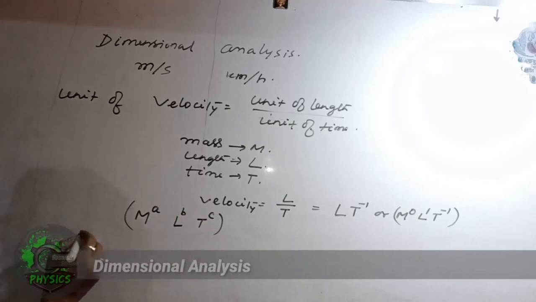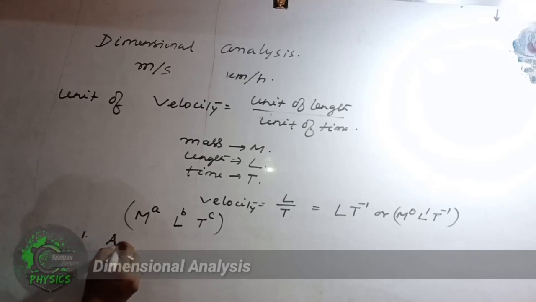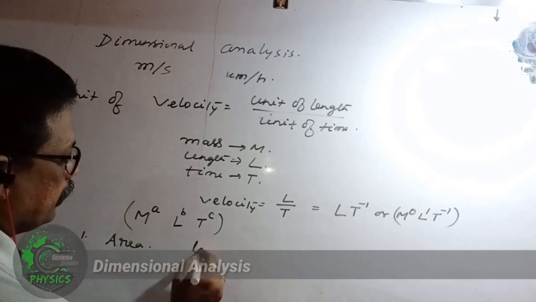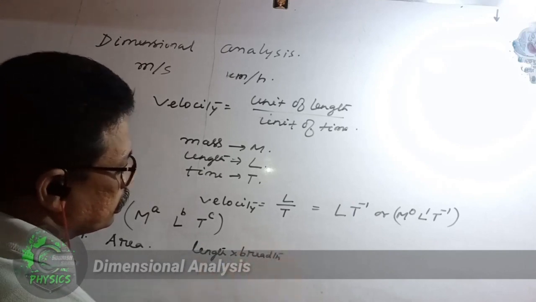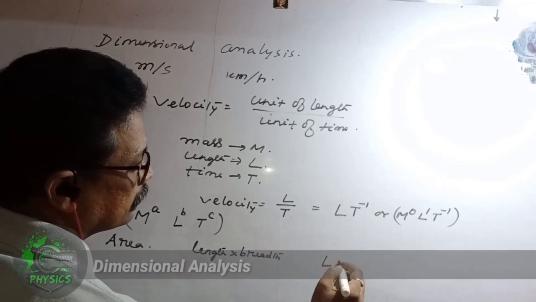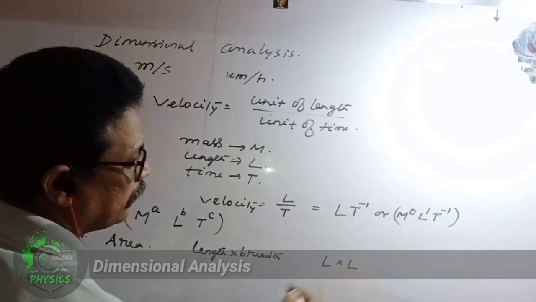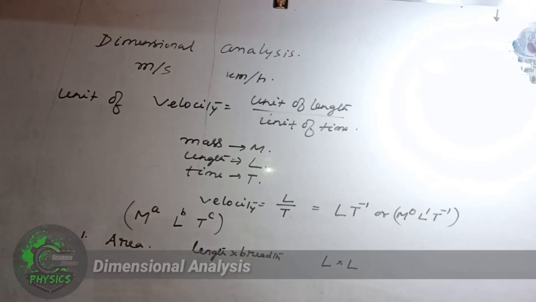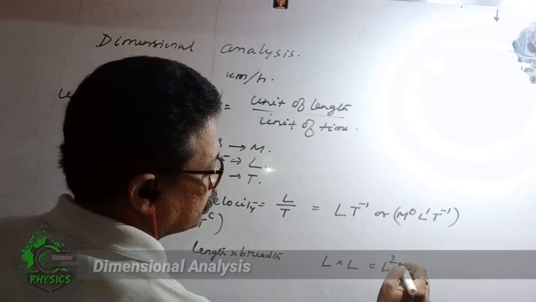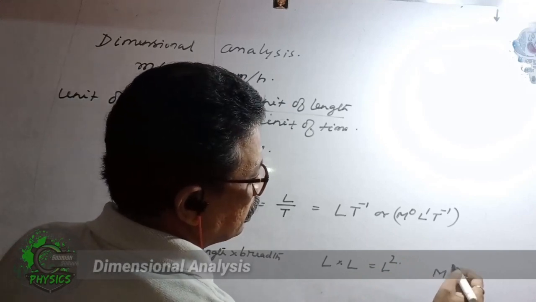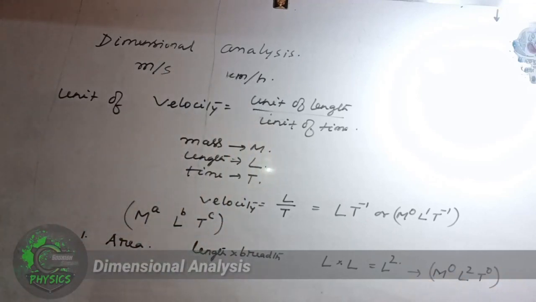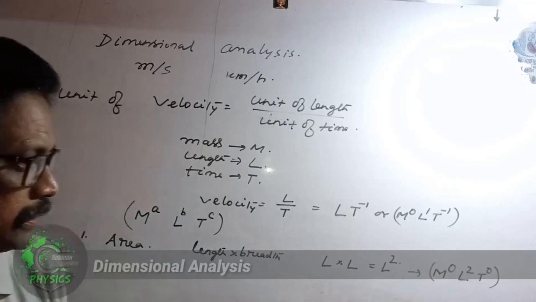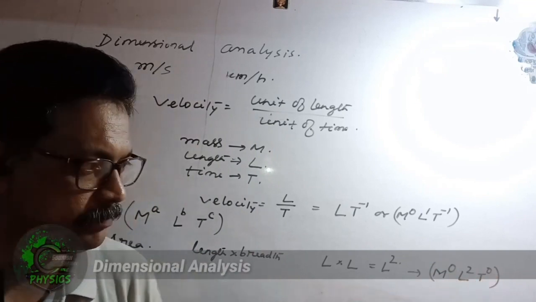Now let us consider some examples. For example, area. Let us consider area of a rectangle. Area of a rectangle is length into breadth. Breadth is also a length, breadth is also a distance. So it is L power 2. So you can say M naught L2 T naught. So we can say that area has 0 dimension in mass, 2 dimension in length, and 0 dimension in time.